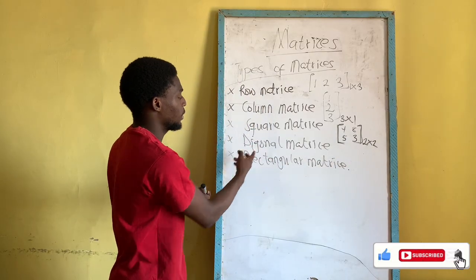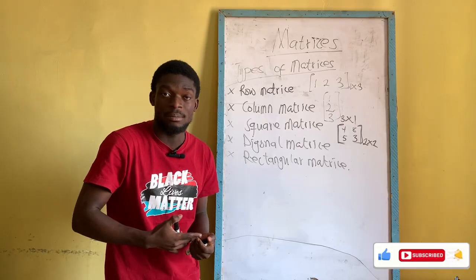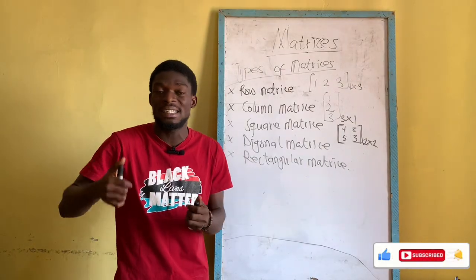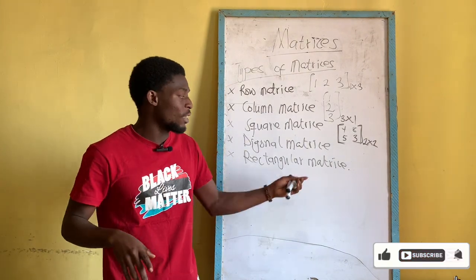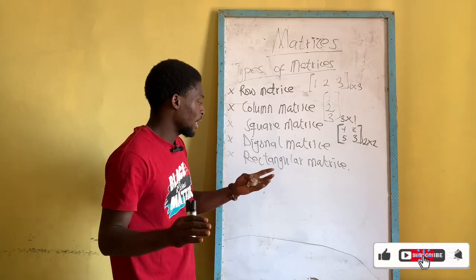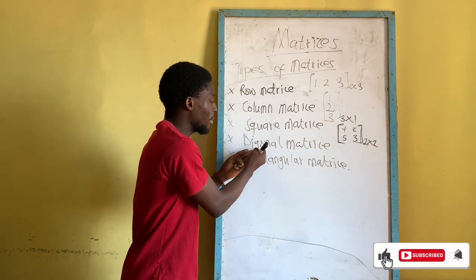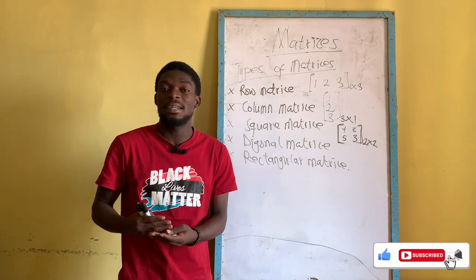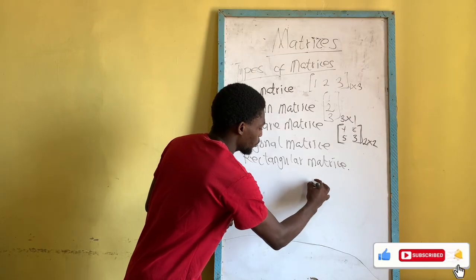Now let's look at diagonal matrix. Diagonal matrix is a square matrix. Please, do you get what I'm saying? Diagonal matrix is a square matrix that has the elements outside the principal diagonal to be 0. I will give an example for you to get the definition. But before that, let's get what I'm saying. I'm saying that diagonal matrix is a square matrix that has the elements outside the principal diagonal to be 0. So let's look at this example.